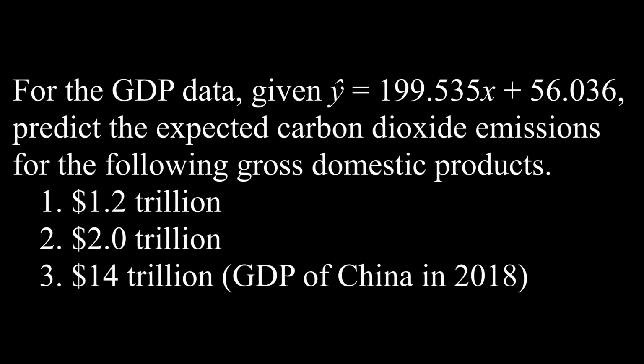So for the GDP data, given that I made a typo earlier and y hat should equal 199.535x plus 56.036, we want to predict the CO2 emissions for the following GDPs: $1.2 trillion, $2 trillion, and $14 trillion, which as of 2018 was the GDP of China.